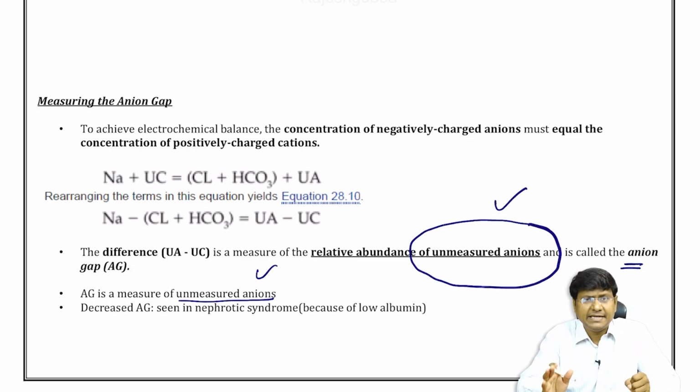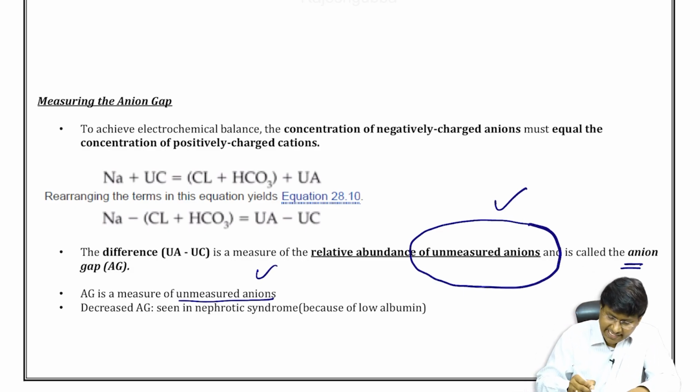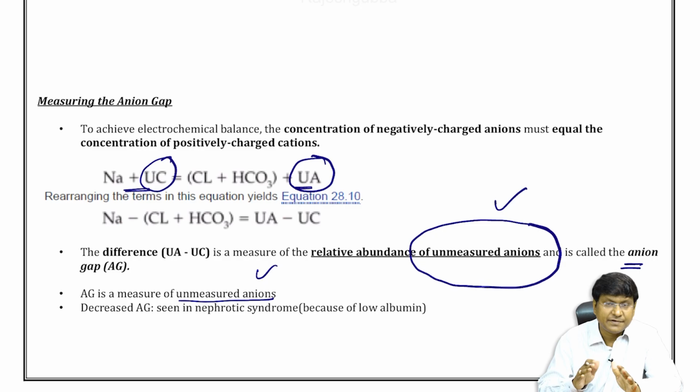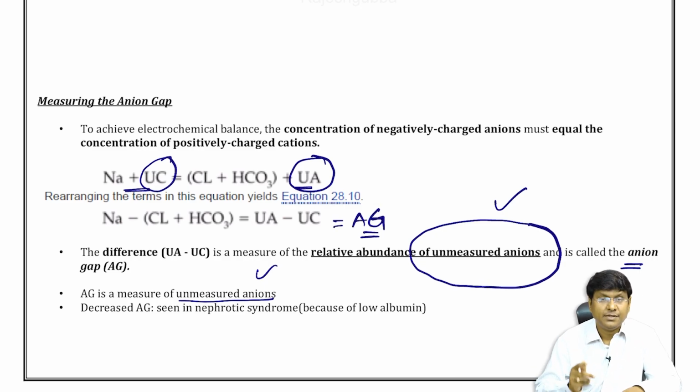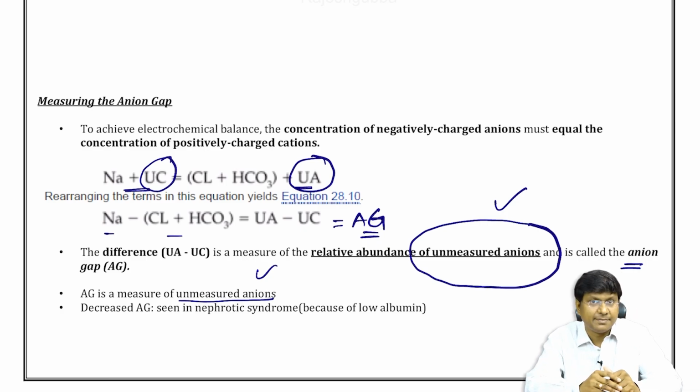Now, in our body, the cations will be equivalent to the anions, but there are some unmeasured cations and there will also be unmeasured anions. If you take the difference between these, you get the anion gap. So, anion gap is equal to sodium minus chloride plus bicarbonate. That is your anion gap.